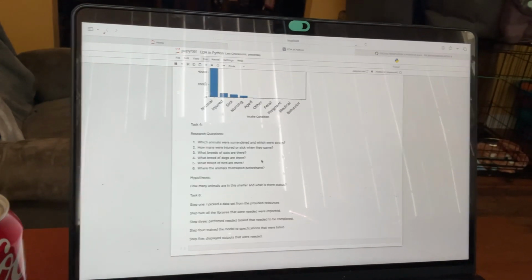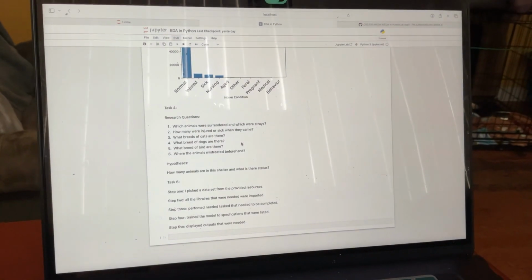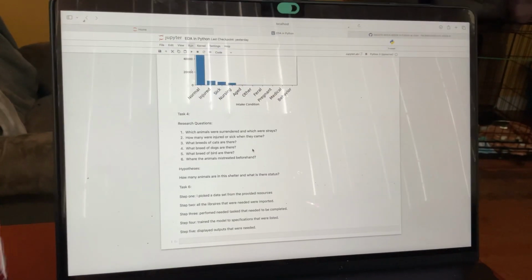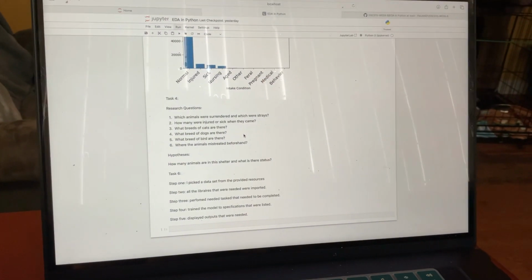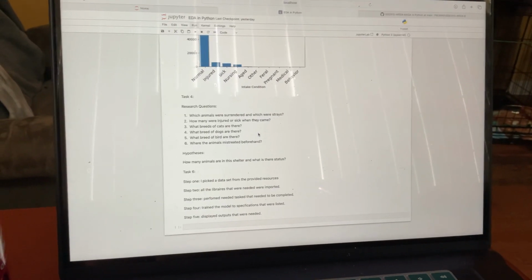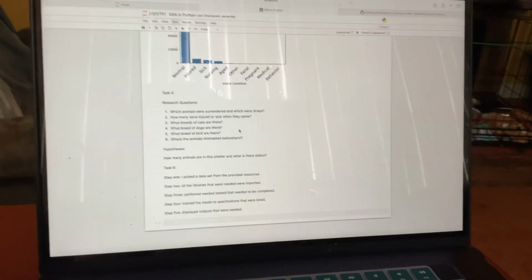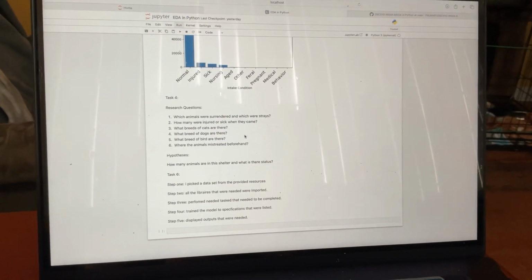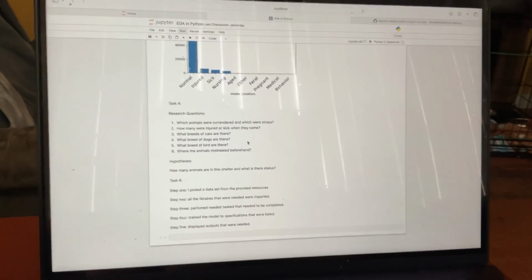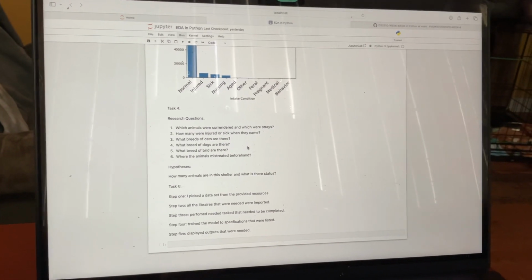So the hypothesis that I came up with was how many animals are in this shelter and what is the status of each of them. And the research questions that correspond with the hypothesis is which animals were surrendered and which were strays, how many were injured or sick when they came, what the breeds of cats that are there, the breeds of dogs that are there, the breeds of birds that are there, any type of breed that's there. And then were the animals mistreated beforehand? Meaning, were they abused, or did they have something that was going on with them that the family couldn't handle the animal, and that in order to surrender them?